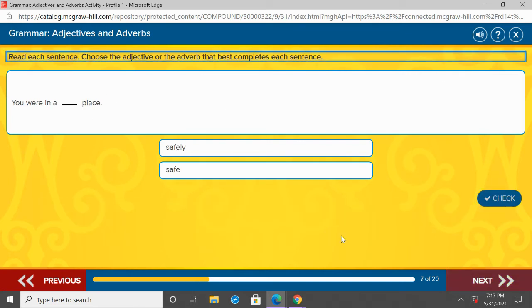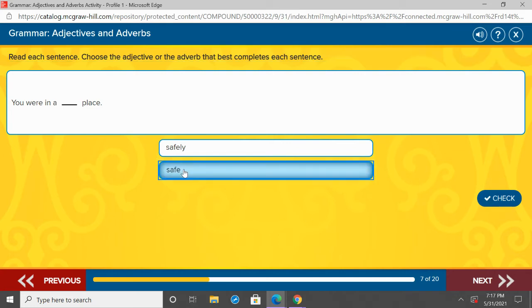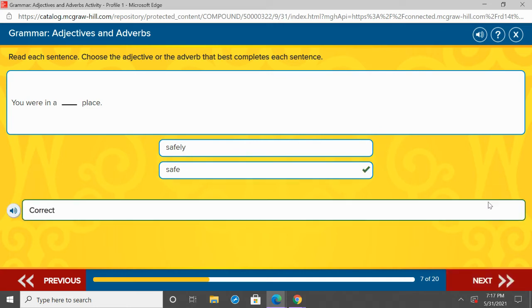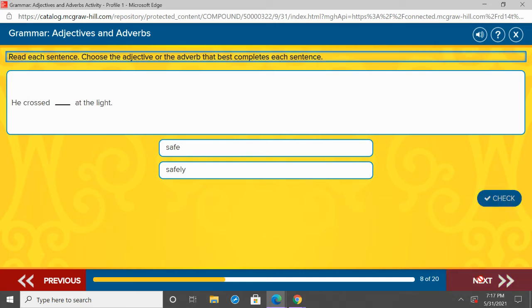You were in a blank place. Safely or safe. So again, yell out. What are we describing here? We're describing place. Yeah, place. Is that a noun or a verb? Let me hear it. It's a noun. So you were in a safe place. We're describing the place. It was safe. Fantastic. Adjective. Good.